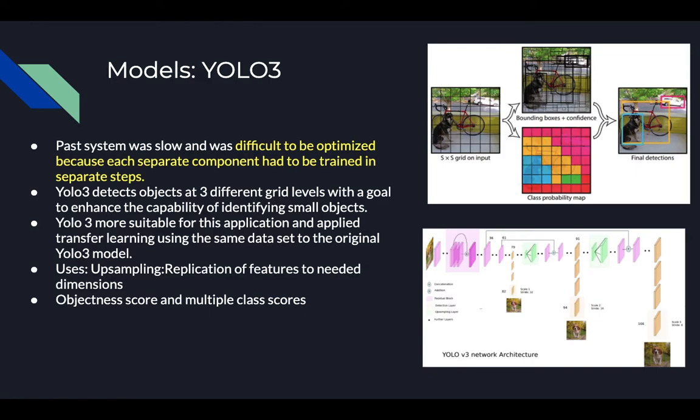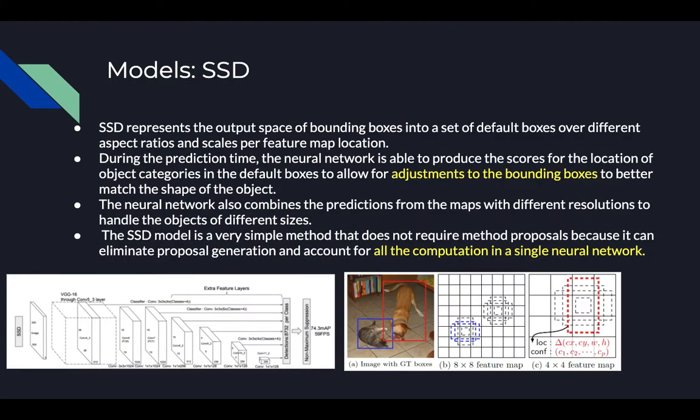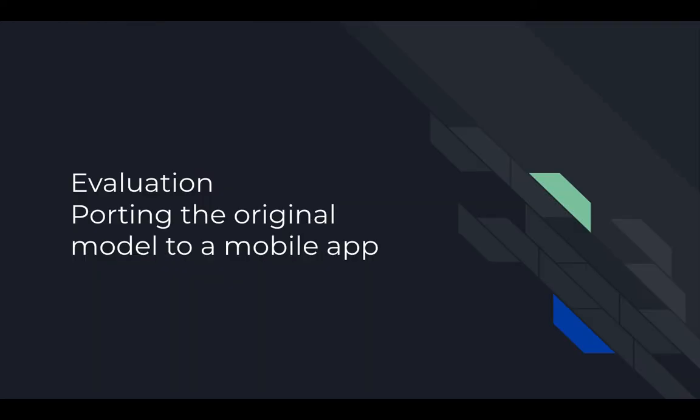The output of YOLO 3 is an objectness score, which is basically the object name, multiple class scores, which are the probabilities, and a bounding box around the object, which is the location. The SSD MobileNet does very much the same thing, except it's able to adjust the bounding boxes in real time. It can be ported to a phone because it is compatible with Android Studio, which allows it to be converted to a TensorFlow Lite format and ported to Android devices.